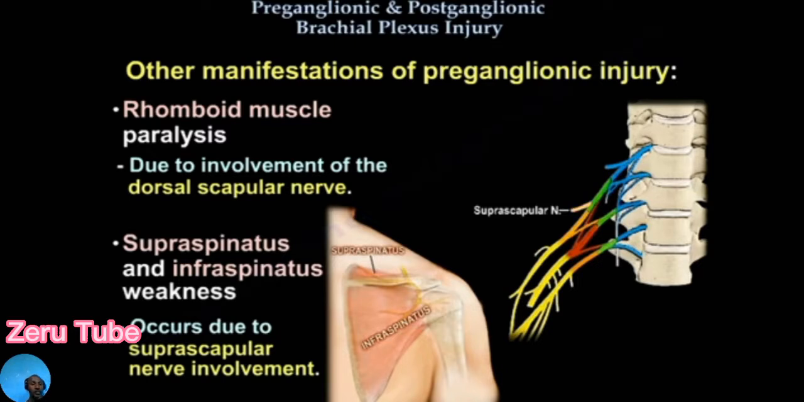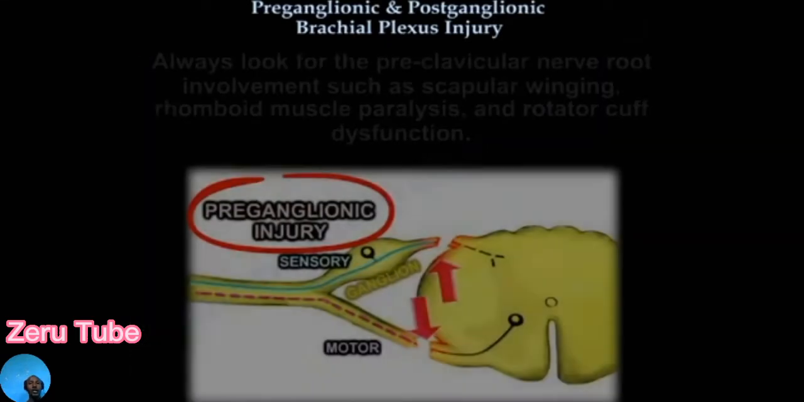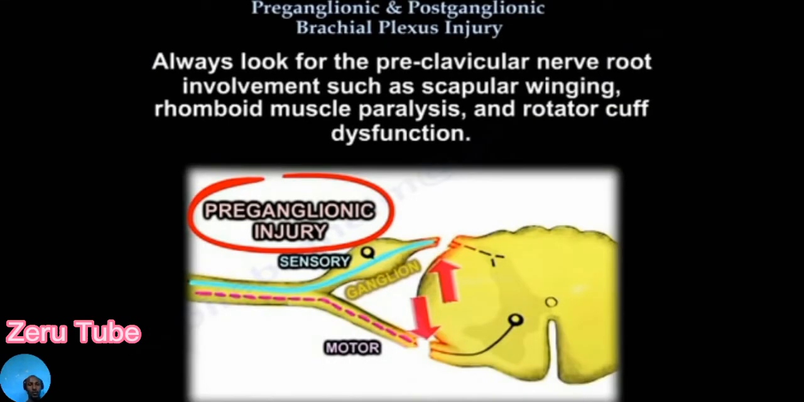And the supraspinatus and infraspinatus weakness also come due to the suprascapular nerve injury. Always look for a preganglionic nerve root involvement, such as scapular winging, rhomboid muscle paralysis, rotator cuff dysfunction.